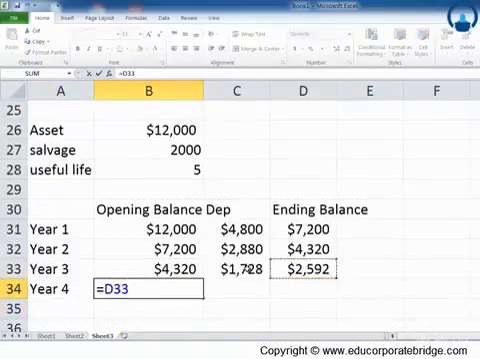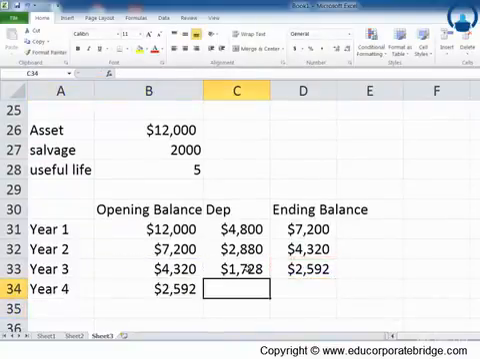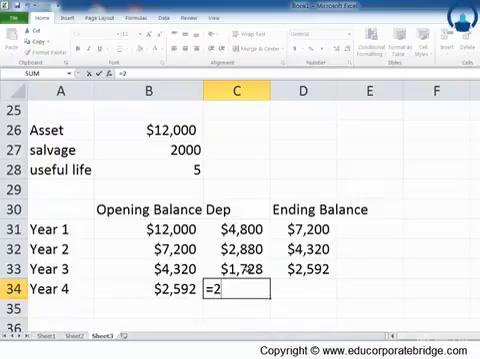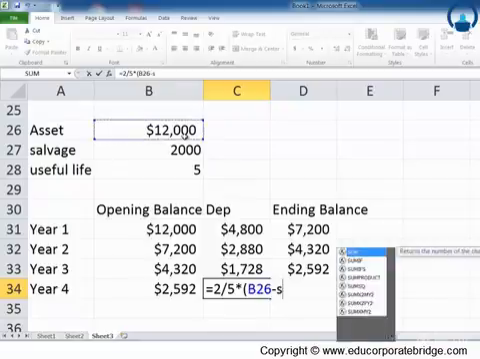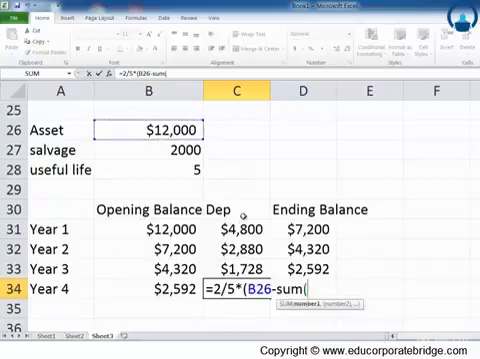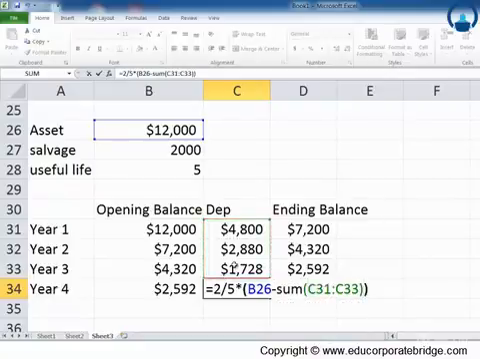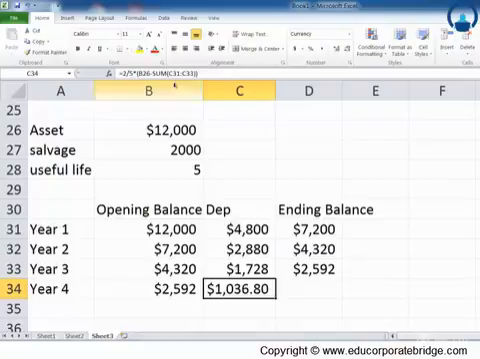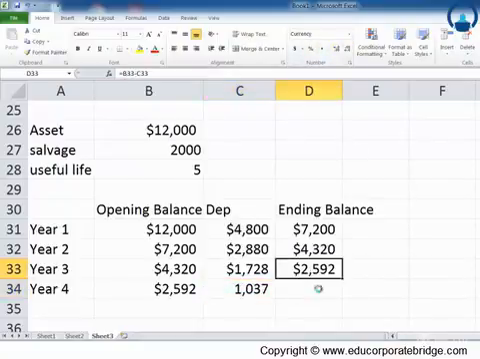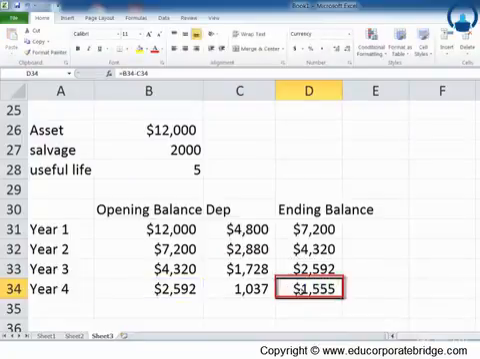Year 4, the opening balance would be 2592. Let's look at the depreciation expense. It will be 2 divided by 5 multiplied by, bracket, cost minus the sum of all the depreciations till date, that is called as accumulated depreciation, and bracket close. So what we see is that the depreciation expense is 1037 and your ending balance comes out to be 1555.